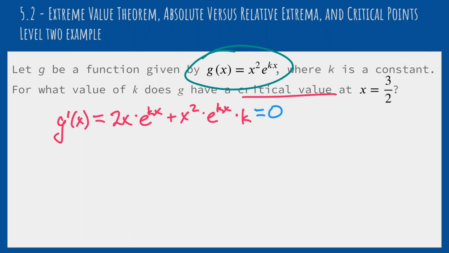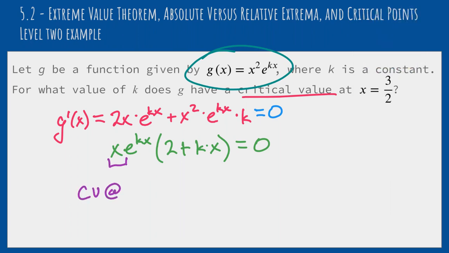So looks like we can factor an x out. Looks like we can factor e to the kx out. And then what's left is going to be 2 plus k times x, and that's still equal to 0. So now we are going to set each of these equal to 0. This is going to give us a critical value at x equals 0. E to the power of anything can never equal 0, so no critical value there. And if we set that equal to 0, we're going to get x equals negative 2 over k.